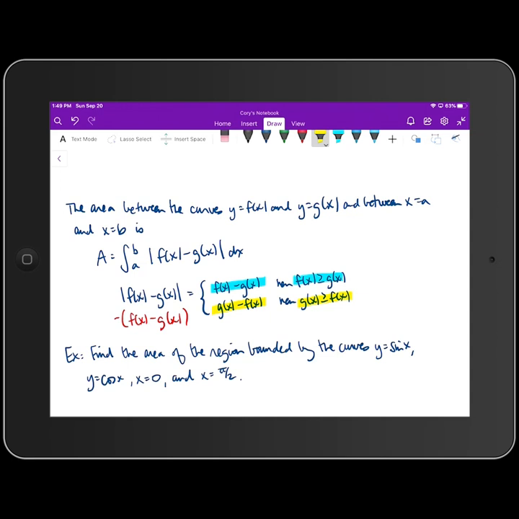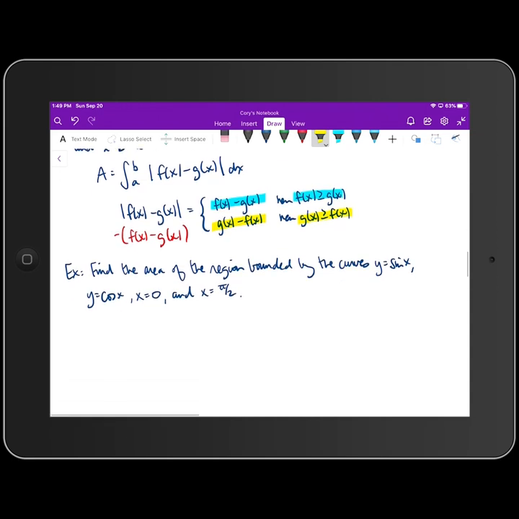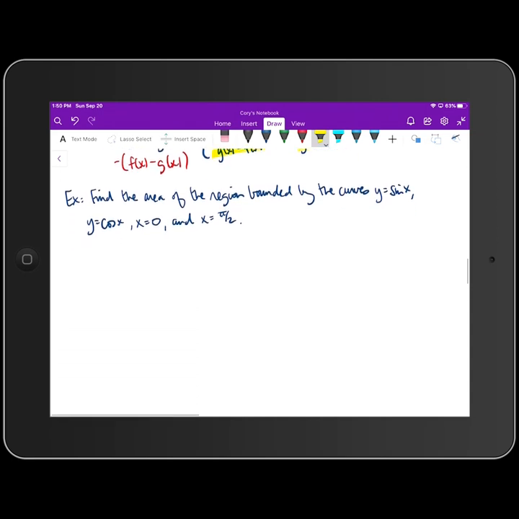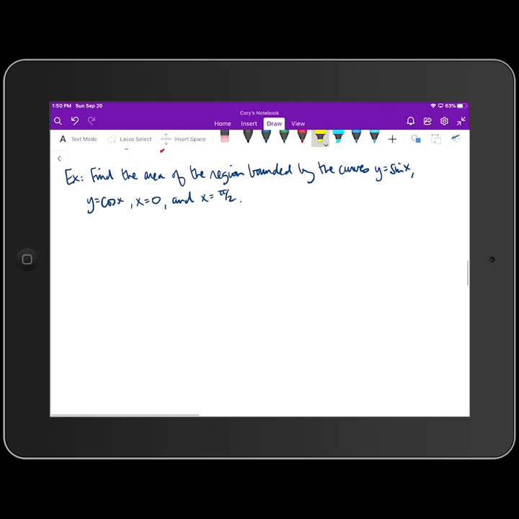Okay, so let's get into some examples now illustrating this. The directions for the first one say to find the area of the region bounded by the curves y is equal to the sine of x, y is equal to the cosine of x, x is equal to 0, and x is equal to pi over 2.